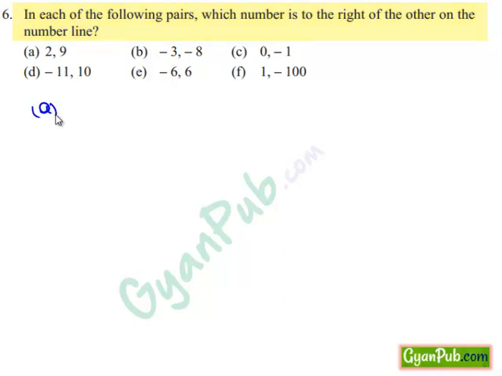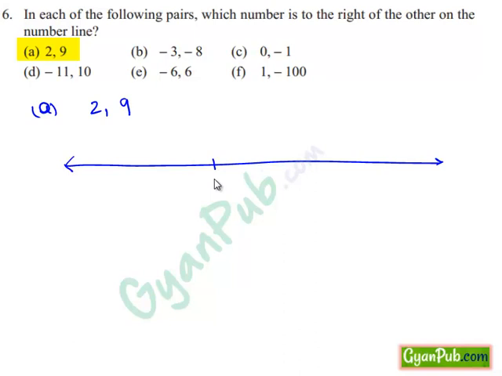Take down the A bit. 2 and 9. In the question, it is mentioned that we should find which number is to the right of the other on the number line. For this, we use a number line. On the number line, 0 is the middle value. Right side of 0 are plus 1, plus 2, plus 3, plus 4 and so on, plus 8, plus 9. On the left side of 0 are minus 1, minus 2 and so on. Mark the given integers 2 and 9 on the number line.